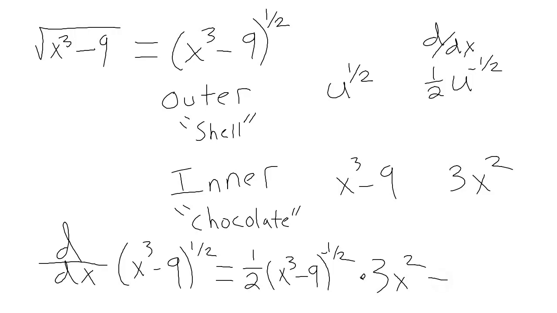And if we wanted to clean this up, we could. So we have a 3x squared divided by 2 square roots of x cubed minus 9. Now, for your response question, you're fine to leave it here on this second step. Multiple choice question, they are going to clean it up, and so you would see something like that at the end.